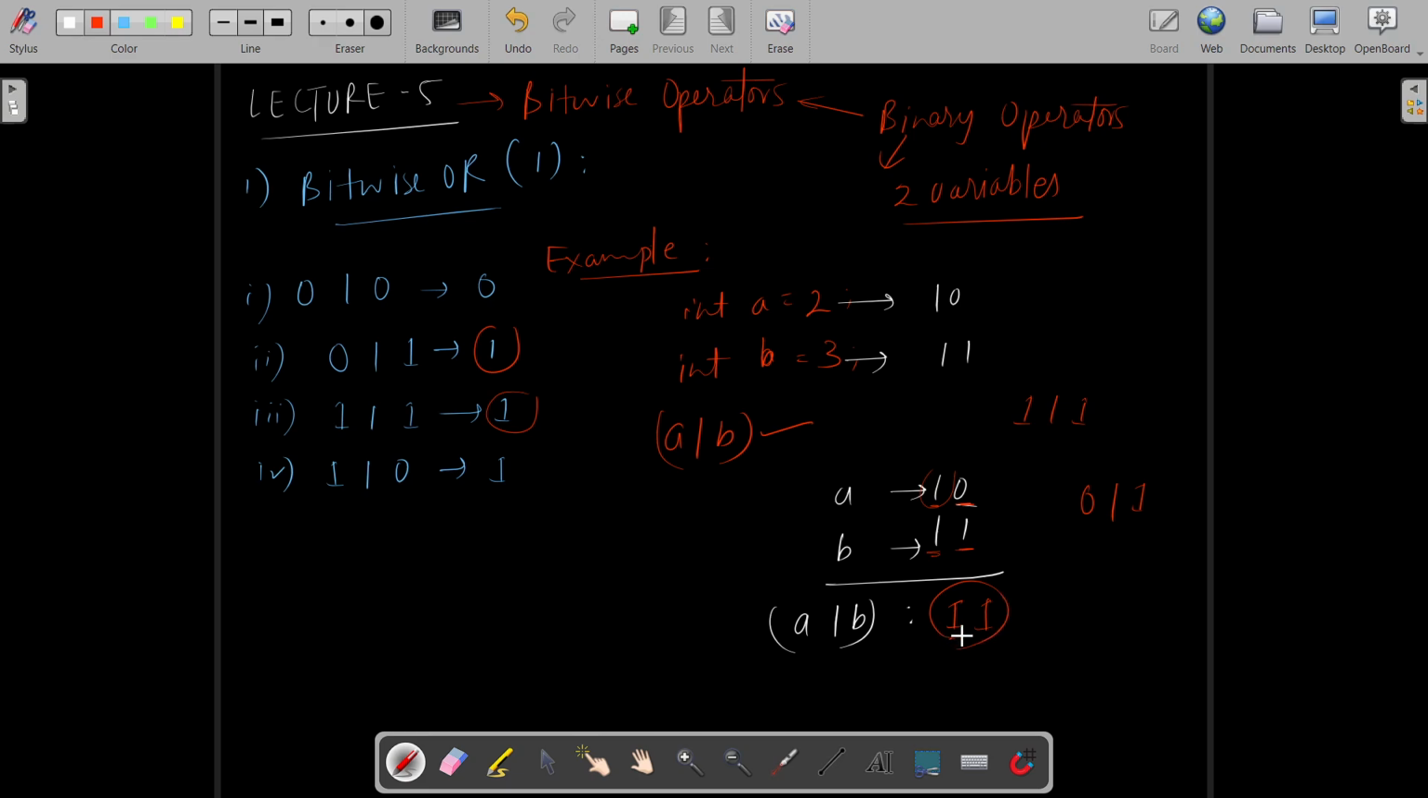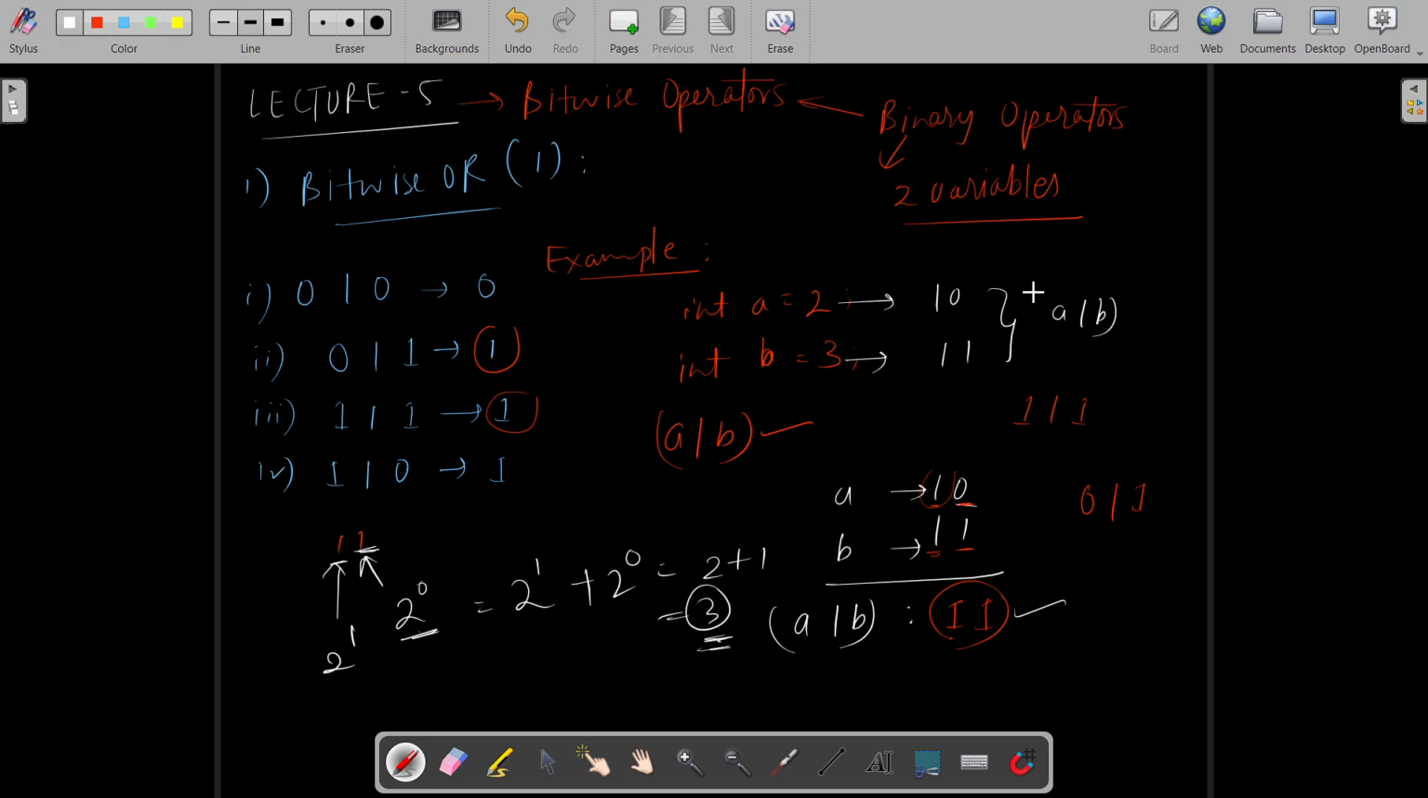So what number is this 1 1? Let's extract the number out of it. This is the first place, so it represents 2 raised to power 0, and since it is set, we consider this value. This is also a set bit, so this is 2 raised to power 1. So the number will be 2 raised to power 1 plus 2 raised to power 0, which is 2 plus 1, which is 3. So the bitwise OR of a and b will be 11, which is 3. If we try to find a OR b, we'll get the value 3.